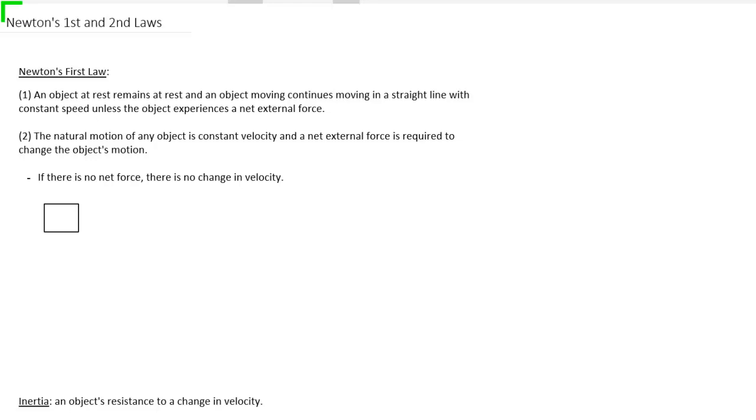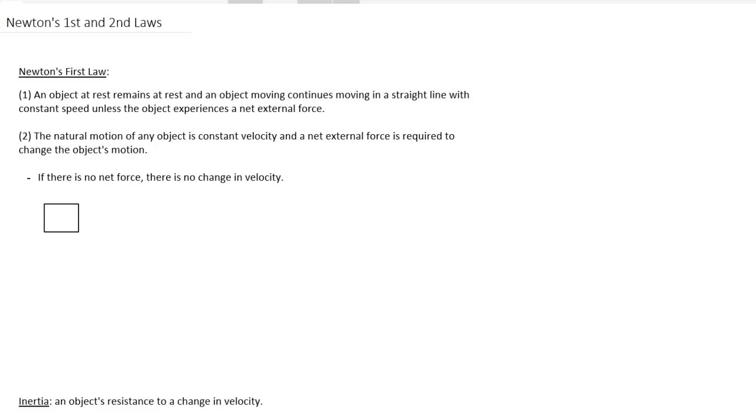So in this video, we'll discuss his first two laws. Newton's first law is very similar to Galileo Galilei's law of inertia, and what it says is that an object at rest remains at rest, and an object moving continues moving in a straight line with a constant speed unless the object experiences some net external force.